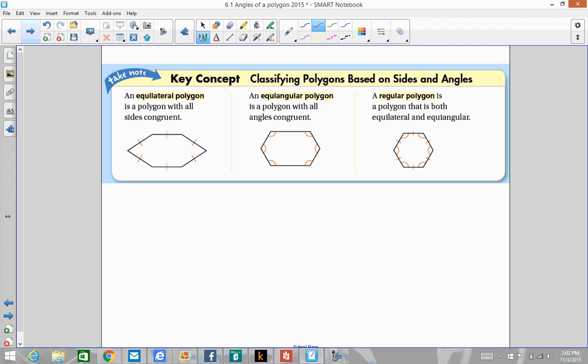All right, so some basic concepts. You need to know that an equilateral polygon is a polygon where all sides are congruent. An equiangular polygon is a polygon where all the angles are congruent. And then a regular polygon is a polygon where you have both equilateral and equiangular at the same time. So know how those words work.